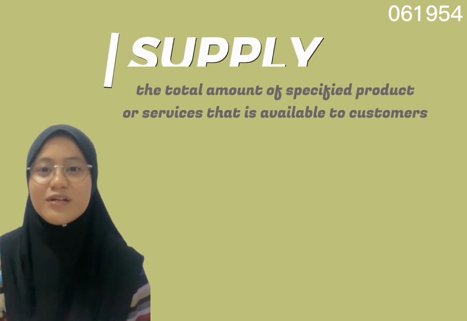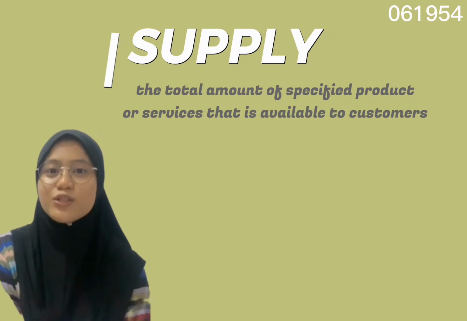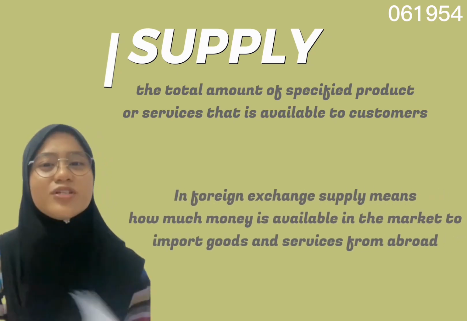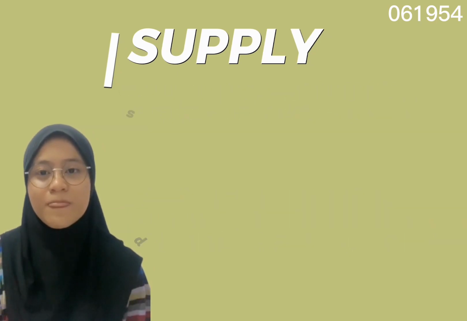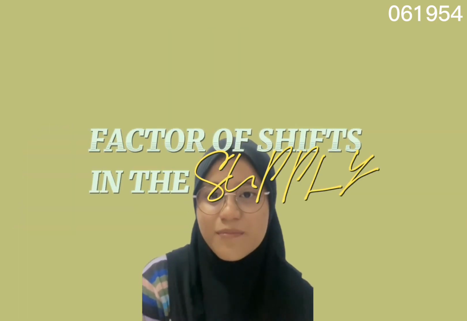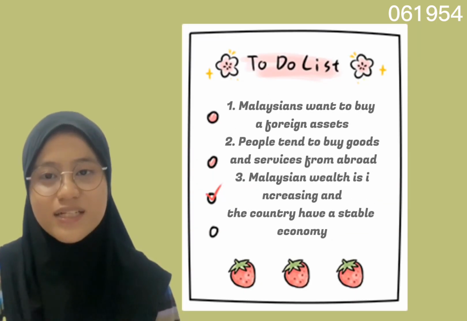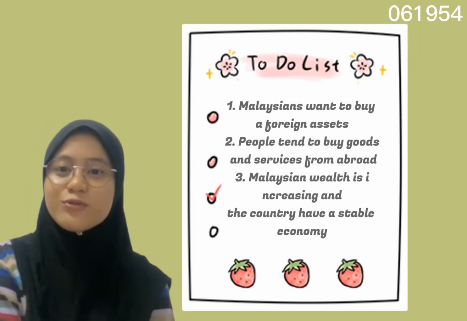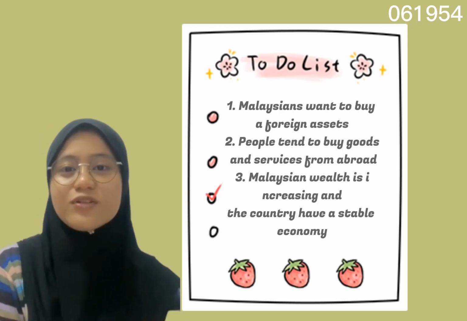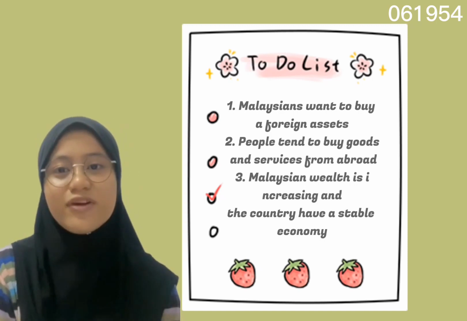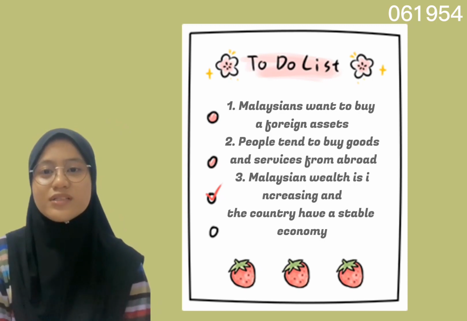Supply means the total amount of a specified product or service that is available to customers. So, in foreign exchange, supply means how much money is available in the market to import goods and services from abroad. There are many factors that shift the supply curve. First, Malaysians want to buy foreign assets. Second, people tend to buy goods and services from abroad, because advertisements and designs can influence them to buy, even though they need to change to another currency. Number 3, Malaysians' wealth is increasing.